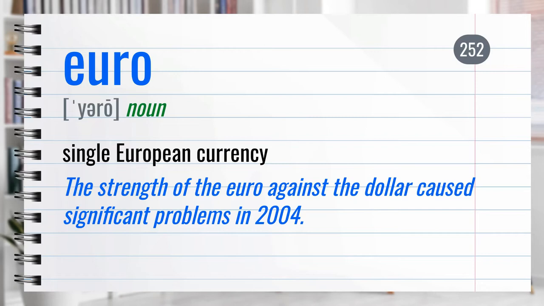Euro. Euro means single European currency. For example, the strength of the euro against the dollar caused significant problems in 2004.